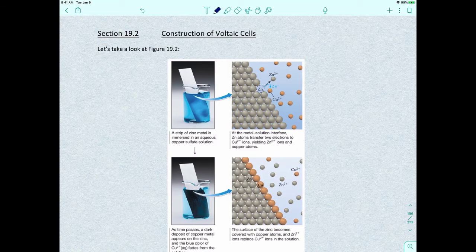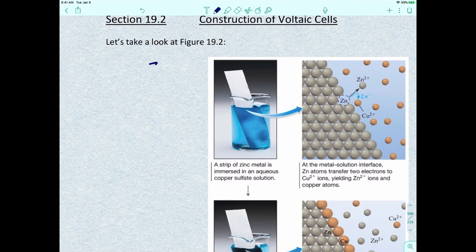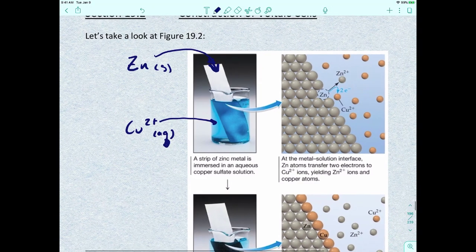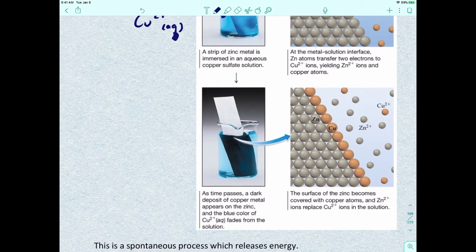Okay, so let's take a look at a photograph. Here, what we're looking at, we've got solid zinc metal being put into a beaker that contains copper 2+ ions. Again, the solid metal here is zinc, and it's being put into a solution of copper 2+ ions. What we should see is that after a certain period of time, the zinc metal inside that beaker becomes corroded.